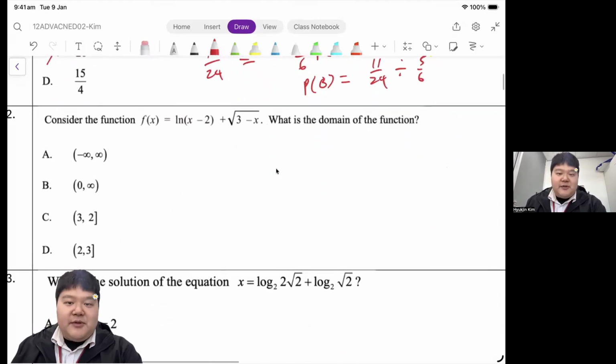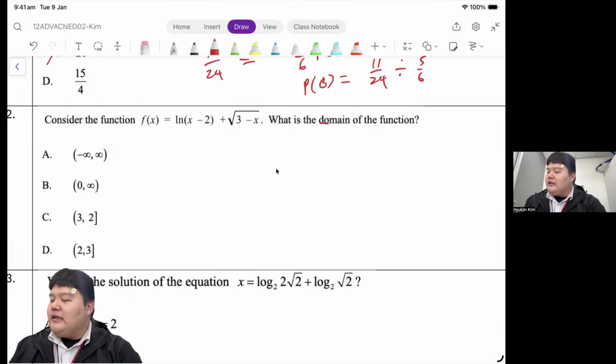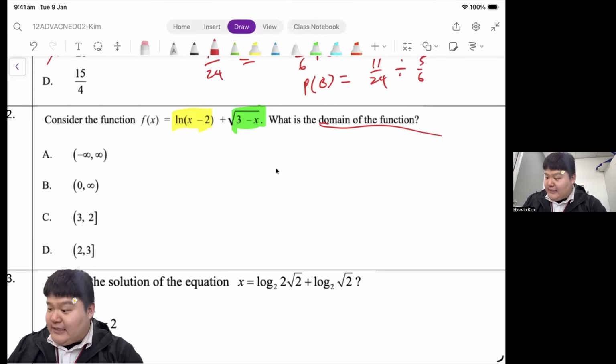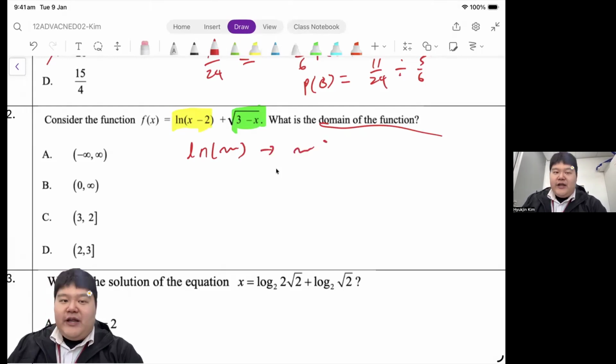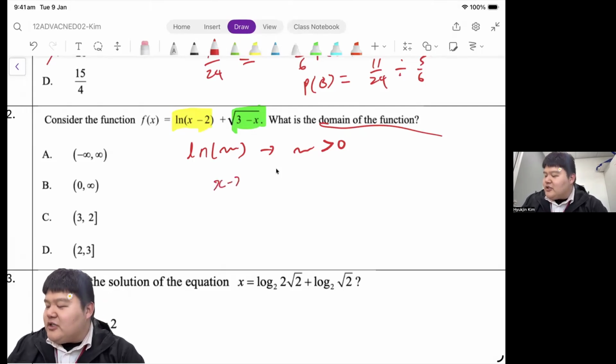Now, consider the function ln(x minus 2) minus root (3 minus x). What is the domain of the function? Now, we think about it one at a time. This guy and this guy. For ln(x minus 2), we know whatever is on the inside always has to be greater than 0. That's just a true statement for any log. Log has to be a positive input. That means x minus 2 has to be greater than 0, so x has to be greater than 2.